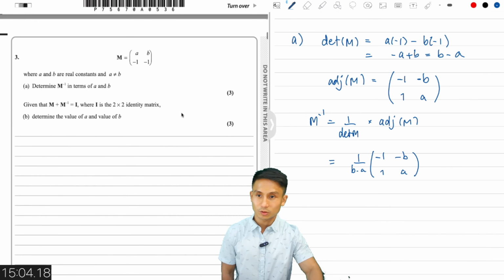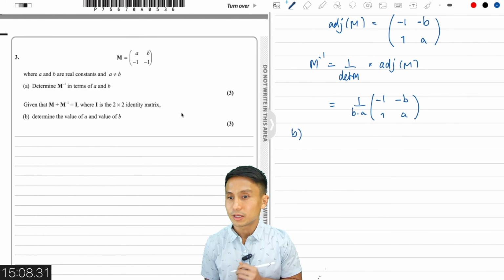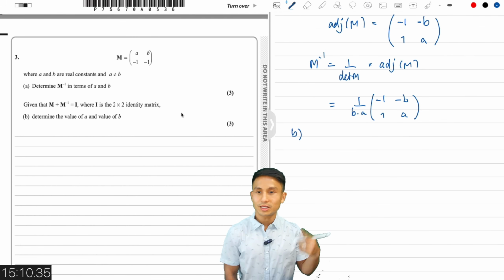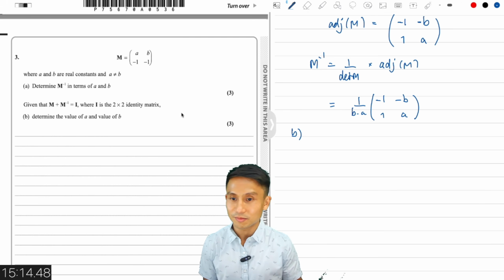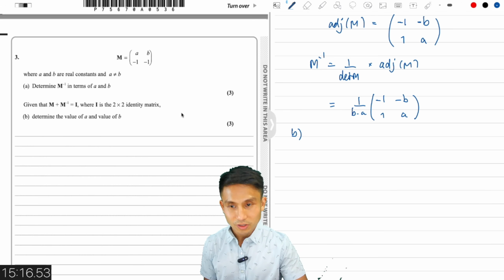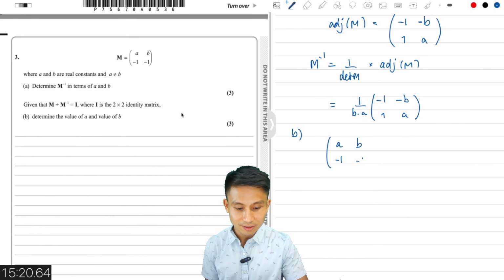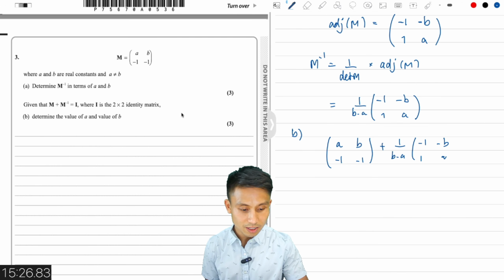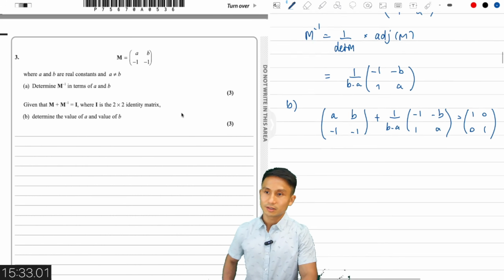Yeah, okay. In terms of a and b, that's done. Now part b. Given that M plus M inverse equals I, where I is the 2 by 2 identity matrix, determine the value of M, a, and b. So we're just going to sub everything into that equation because we're given that. This is M plus the inverse of M, so 1 over b minus a, minus 1, 1, minus ba here. And they add up to the identity, which is 1, 0, 0, 1. Okay? So that's it.